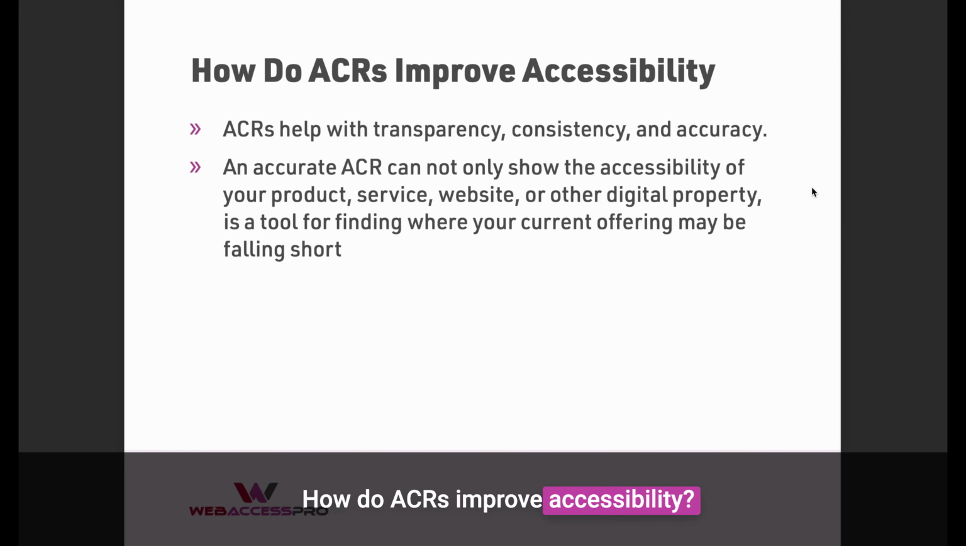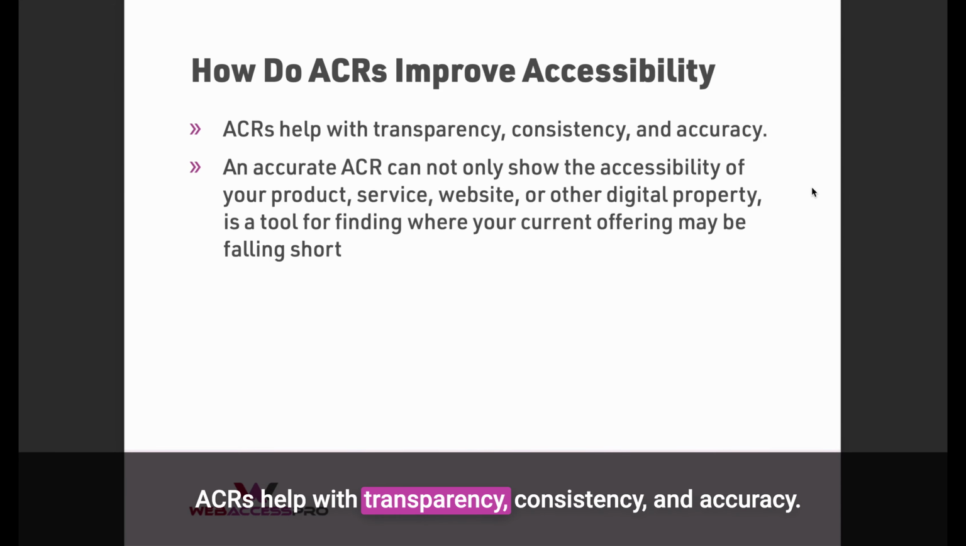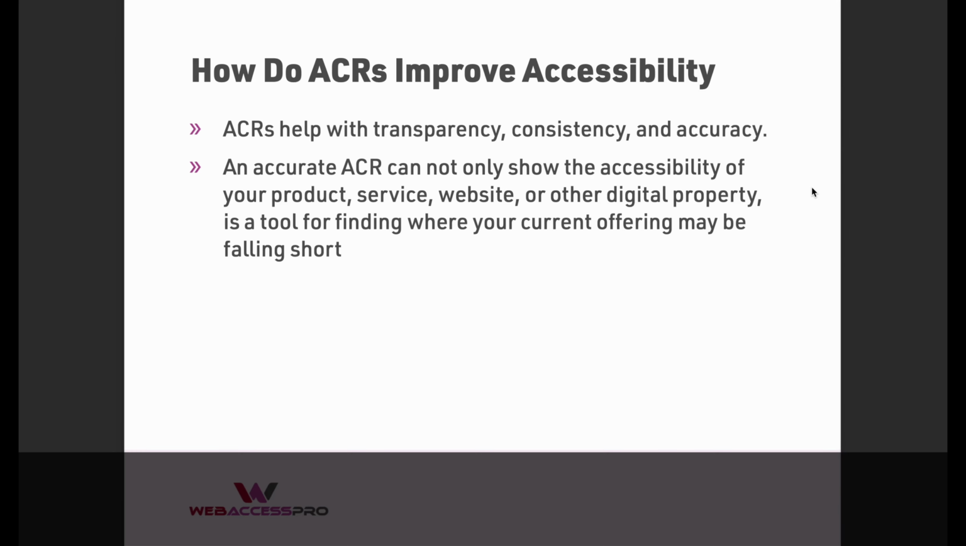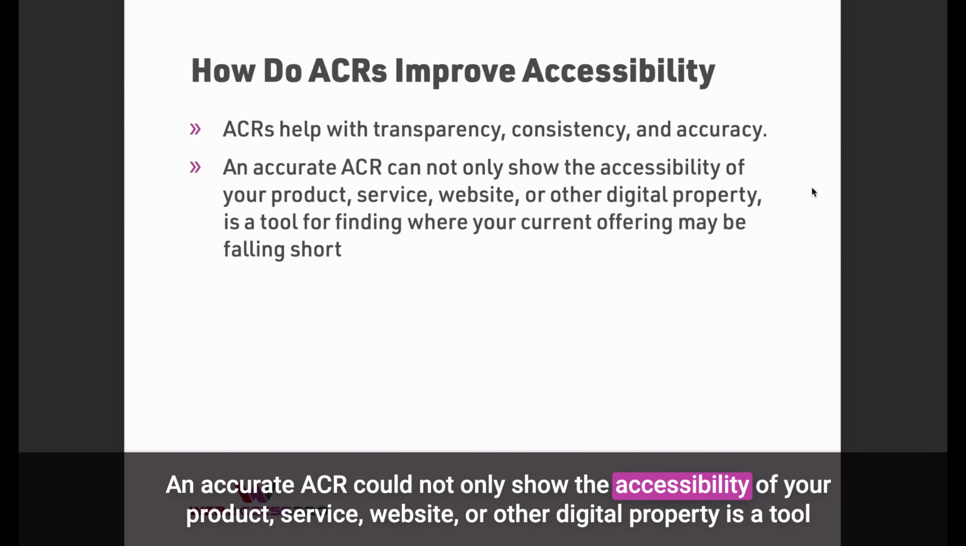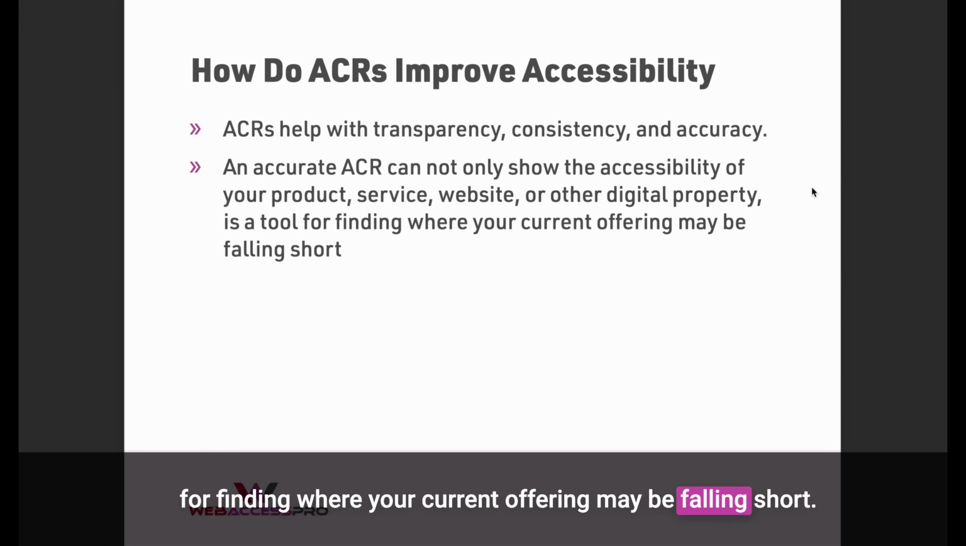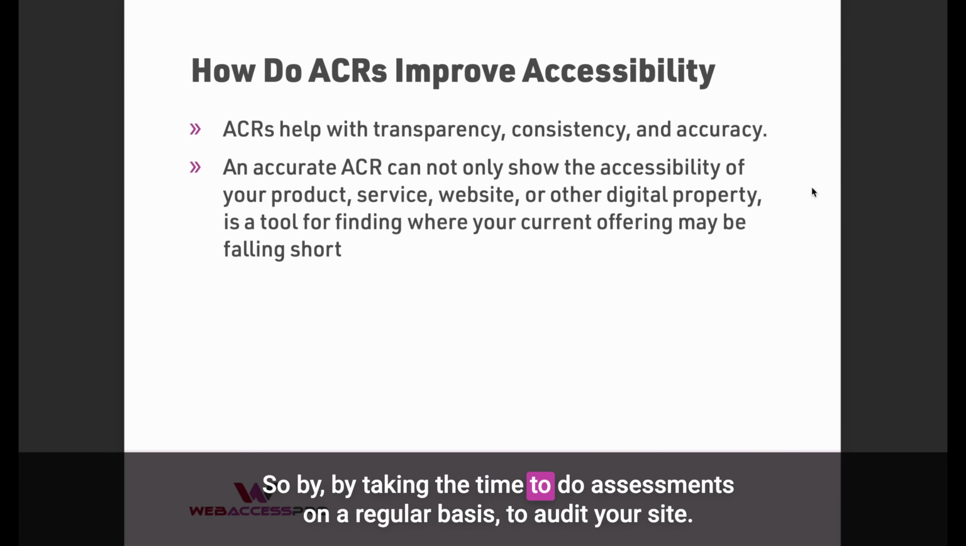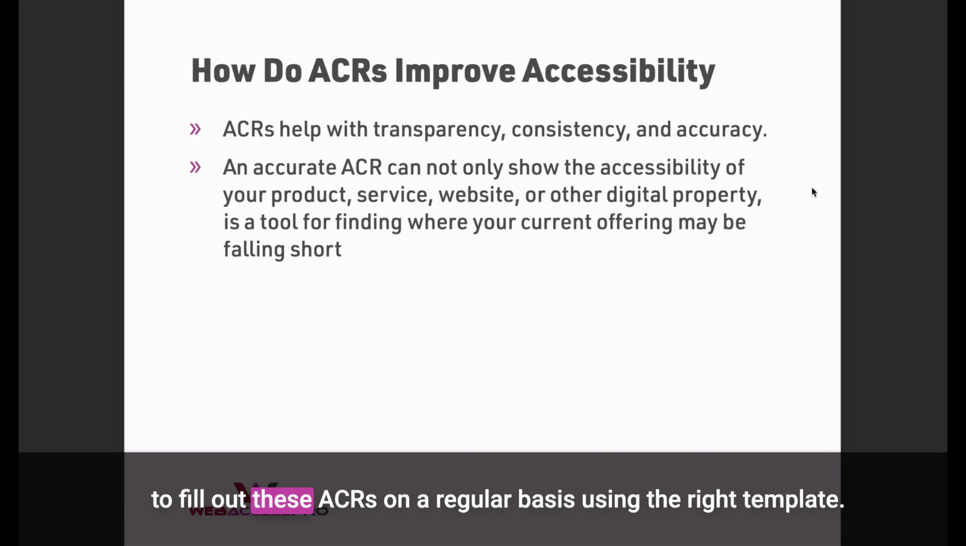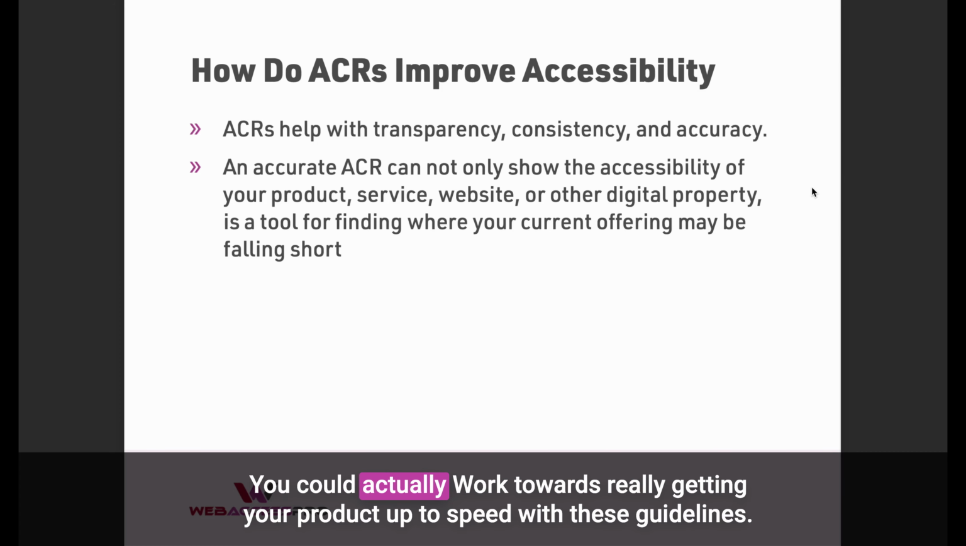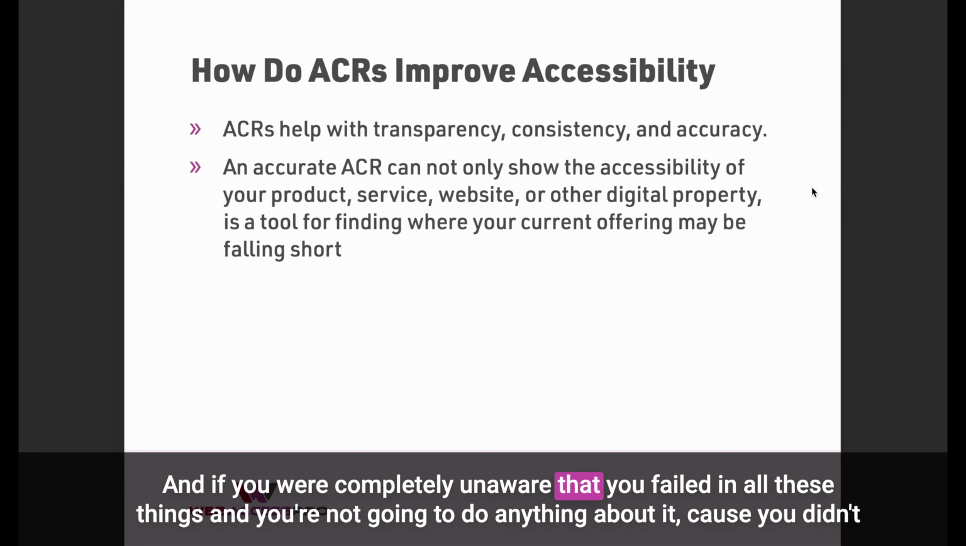How do ACRs improve accessibility? ACRs help with transparency, consistency, and accuracy. An accurate ACR can not only show the accessibility of your product, service, website, or other digital property, it is a tool for finding where your current offering may be falling short. So by taking the time to do assessments on a regular basis, to audit your site, to fill out these ACRs on a regular basis using the right template, you can actually work towards really getting your product up to speed with these guidelines. And if you were completely unaware that you failed in all these things, then you're not going to do anything about it because you didn't know about it.